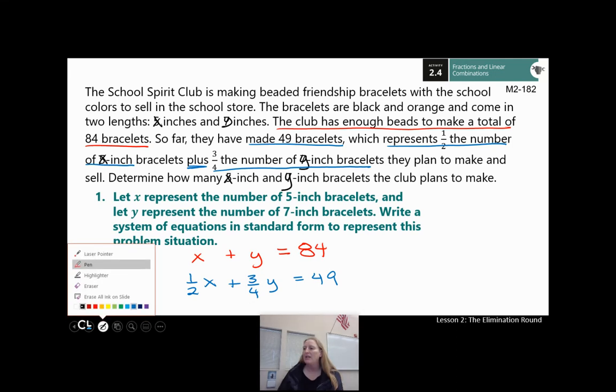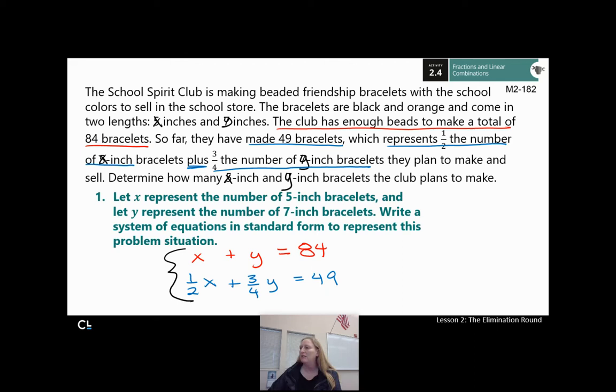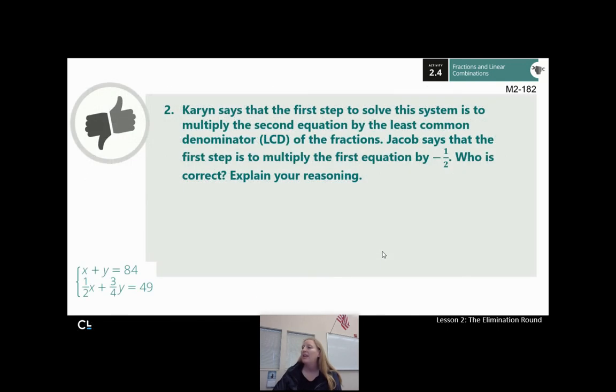Oh, look at that. So that actually wasn't so bad. I mean, yes, we have fractions, but fractions happen. It's just life. So that's a lovely system of equations that we're going to use to help us solve this. Now, that's well done.